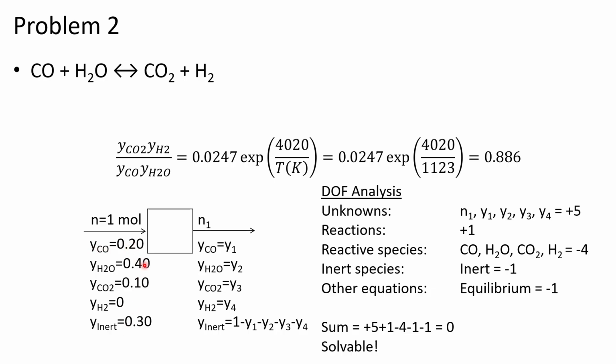We add to that 0.4 to get 0.6. 0.6 plus 0.1 is 0.7. 0.7 plus 0.3 is 1. So indeed, these all add up to 1.